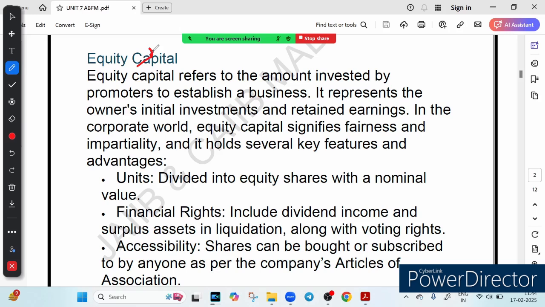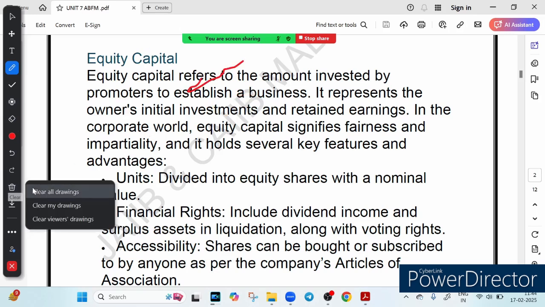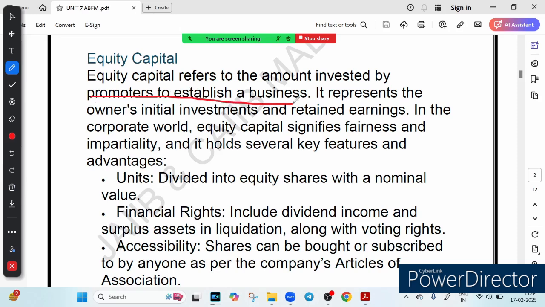So what is it all about? It is the amount invested by the owner, the amount invested by promoters to start a business, right? So this is what we call owner's money invested to start an operation.